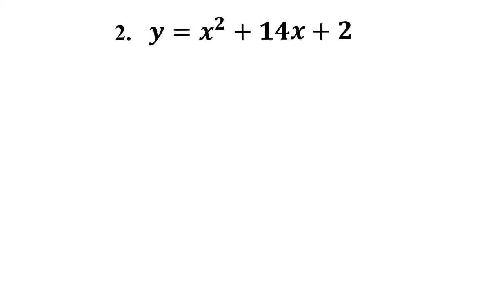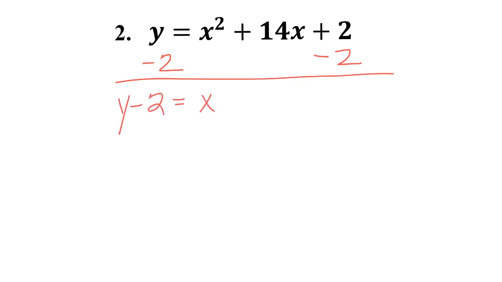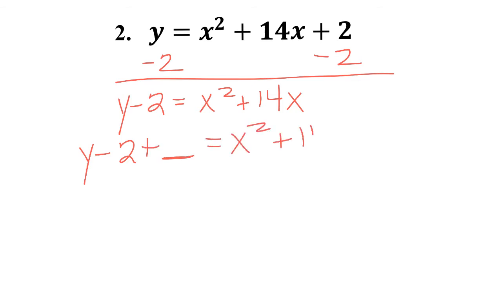Let's move down to number 2. y equals x squared plus 14x minus 2. So again, we start with that same process. We're going to move the constant to the other side. So we have y minus 2 equals x squared plus 14x. And then we're going to find that value that we're going to add to both sides, that makes x squared plus 14x plus something a perfect square trinomial.